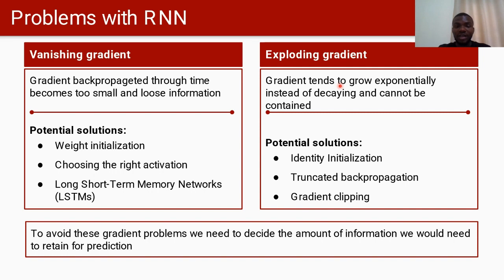This kind of error typically arises from the accumulation of large error gradients and updates across the network. So we can try to solve this problem as well by using identity initialization, truncated backpropagation, and gradient clipping, right? So generally, to avoid these kinds of problems in RNNs, we must endeavor to store the right amount of information that we need for learning.